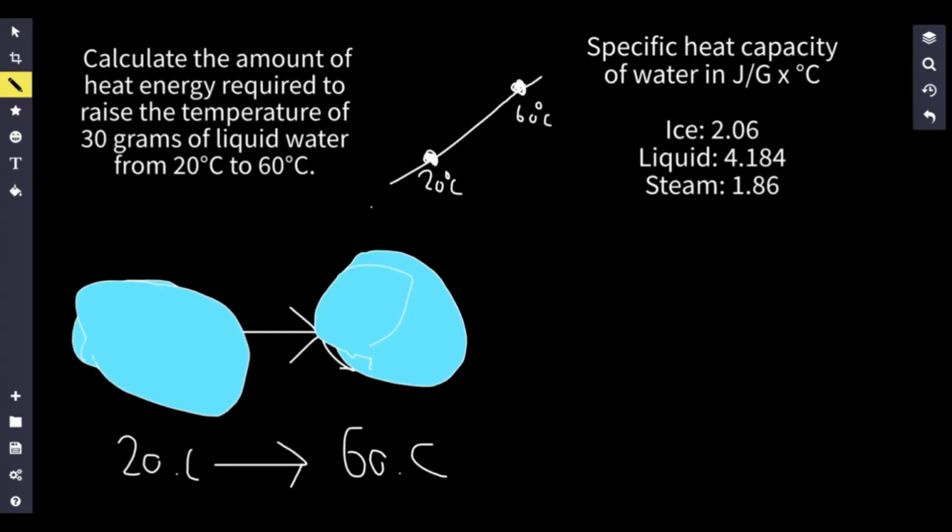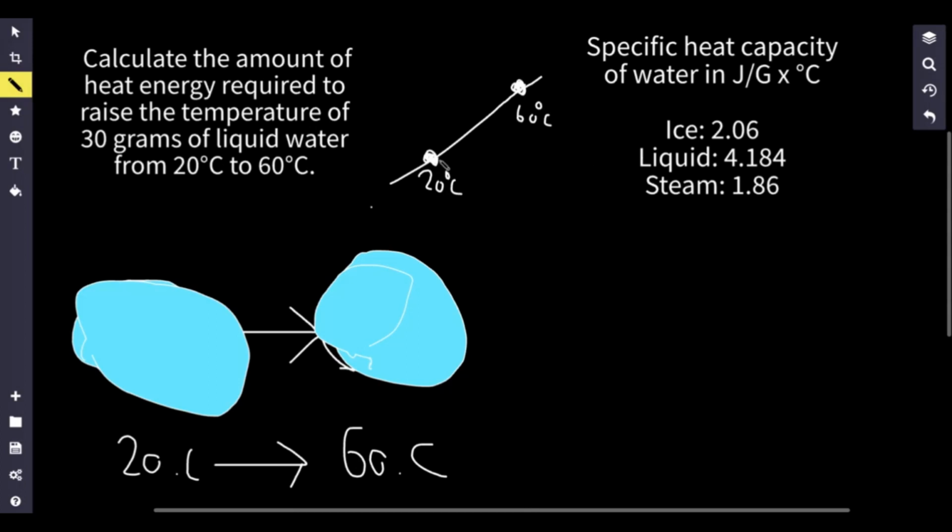Now we are asked to calculate the amount of heat energy required to raise the temperature of 30 grams of liquid water from 20 degrees Celsius to 60 degrees Celsius. And looking back at our heating curve, which formula should we use?